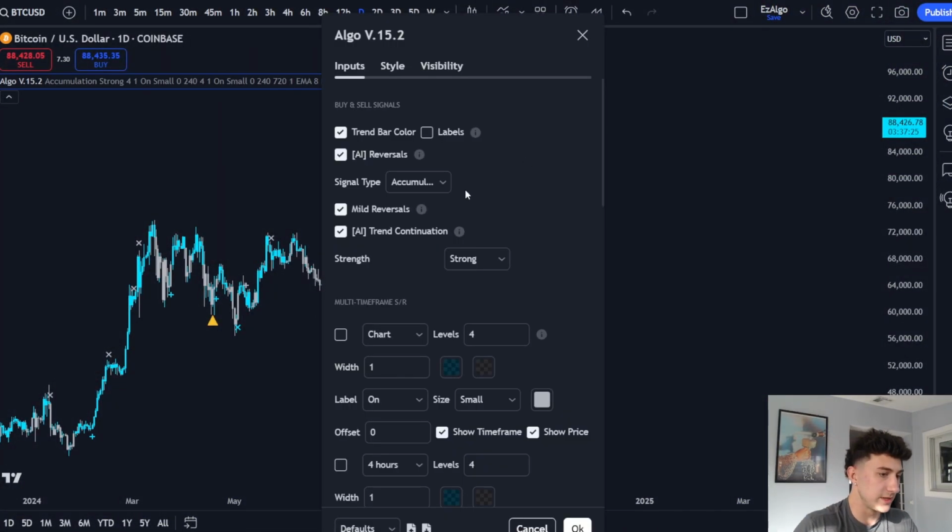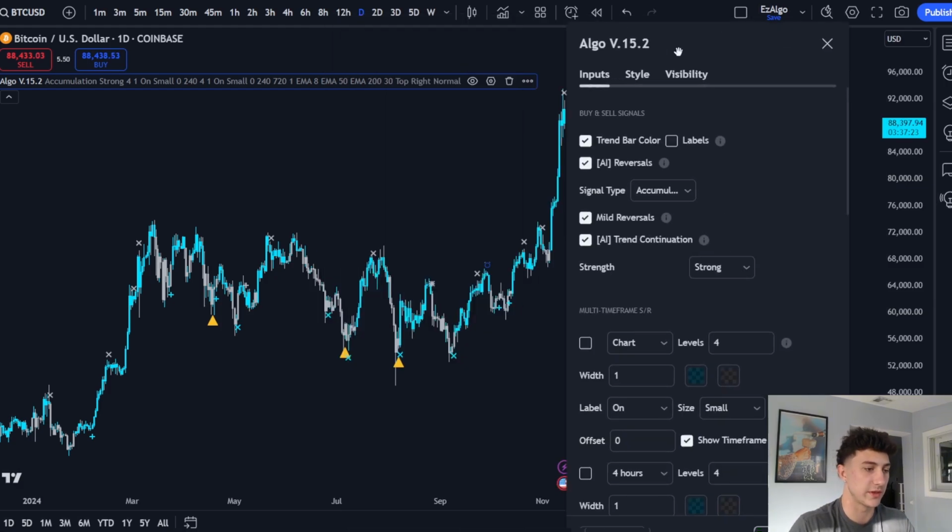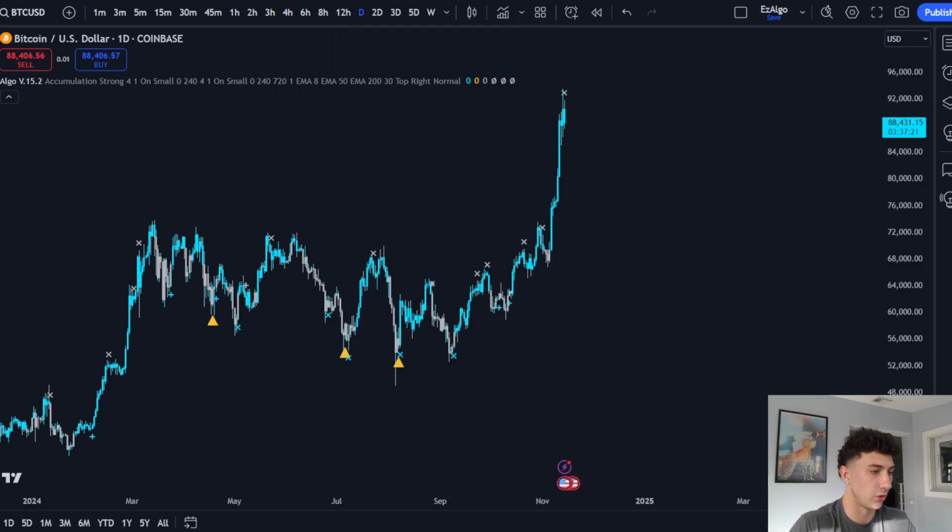So for this video, we're gonna be testing the accumulation signals. Now, the accumulation signals are these gold triangles here that you see. Now, these signals tell you when you should start to buy back into the market, tell you when to start buying spot or low leverage long positions.